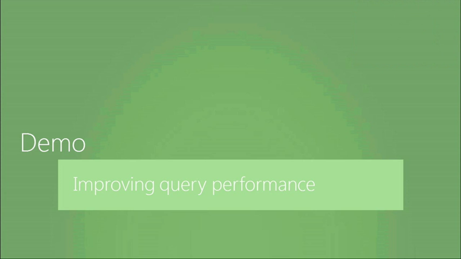So improving query performance, any suggestions on that? I would suggest we hold on the demo, and once we go through the execution plan bit, I can show a bit more demos around query performance, indexing, and looking at the execution plan.